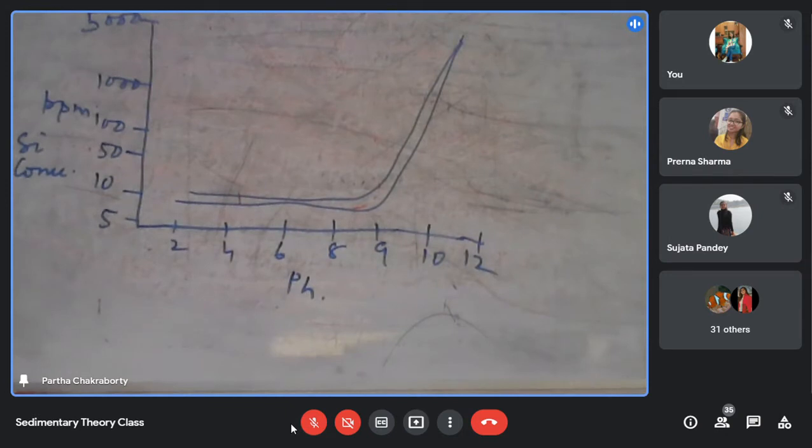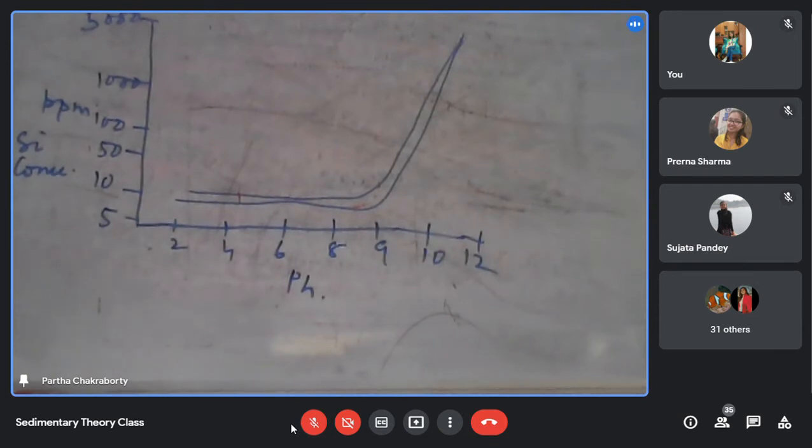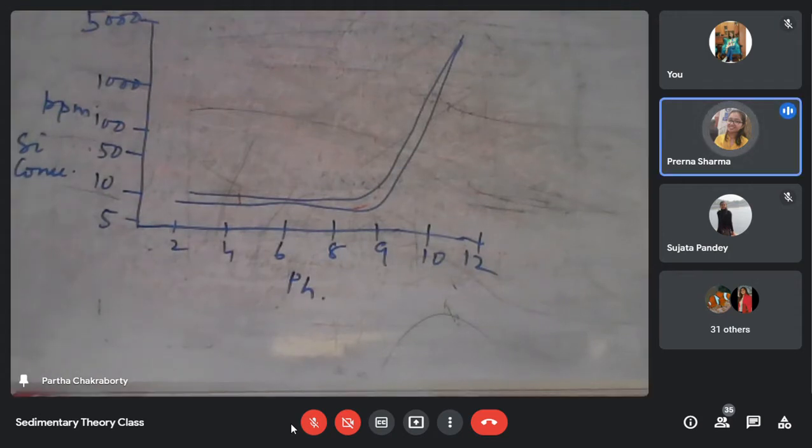What we are observing is that starting from pH 2, which is highly acidic, and up to pH 9, the solubility is not very high, but the solubility drastically increases once you cross pH 9. Am I clear?